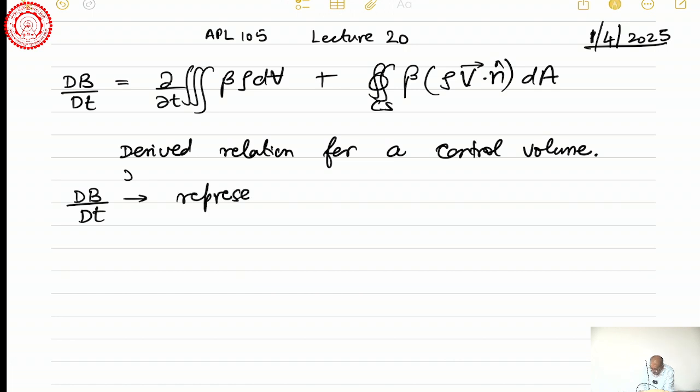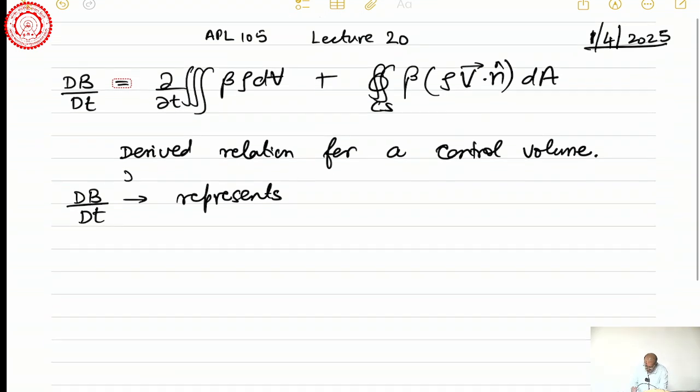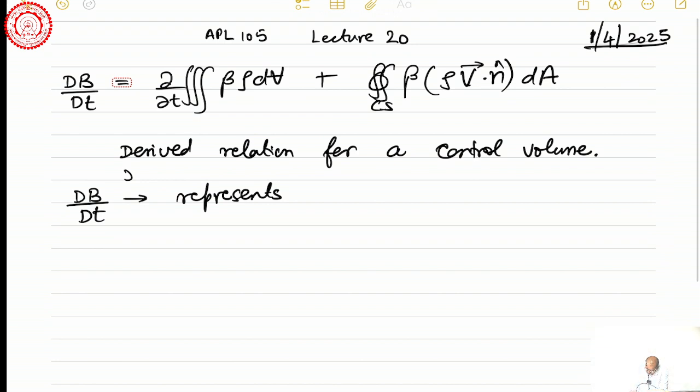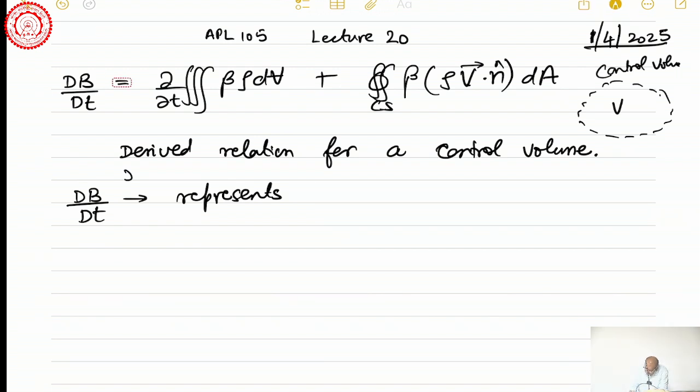Now let us look at each of these terms and what they represent. So basically, if I try to draw a cartoon, there's a control volume V with a surface which is shown by the dotted line.